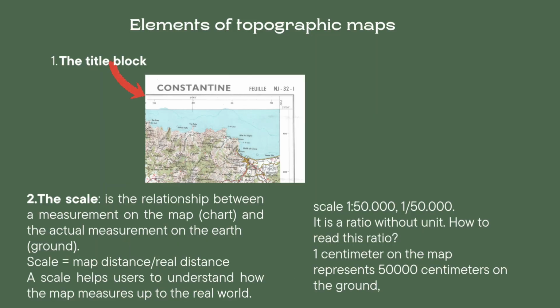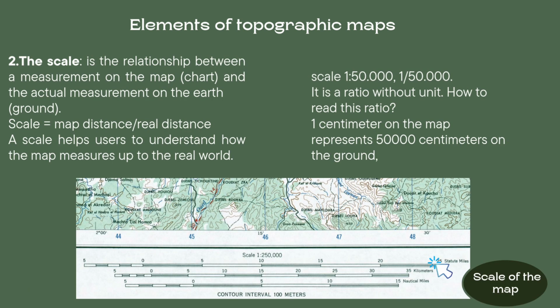Now let's explain the elements of topographic maps. First, observing the map, we can see on the top the title block. It is the block of information that lists things such as the name of the map, the date the map was created, the company that created the map, etc. Now, to measure distance, you need to know the scale of the map you are using. We find the scale at the bottom or at the top left side of the map.